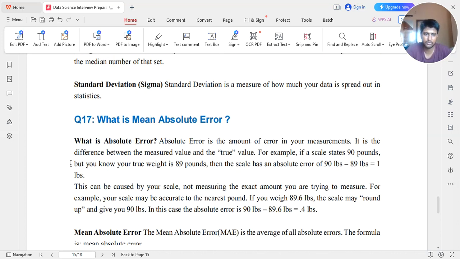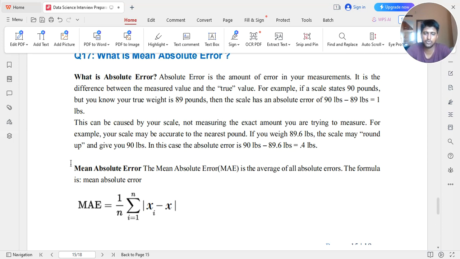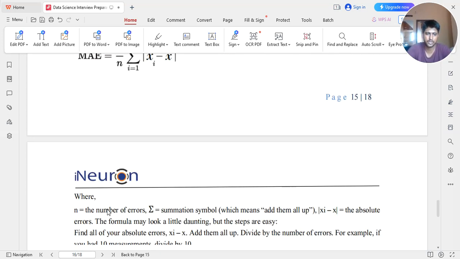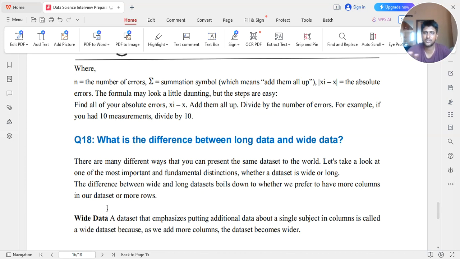So then, what is a mean absolute error? Absolute error is the amount of error in your measurement. It is the difference between the measured value and the true value, right? And mean absolute error is the average of |xi minus x bar|. Basically, this is the thing.